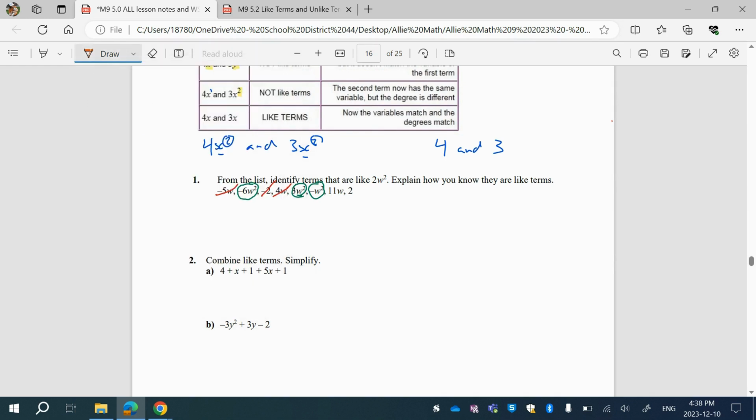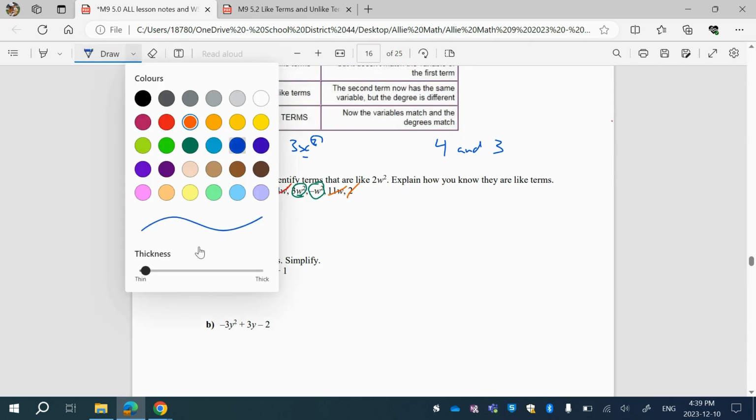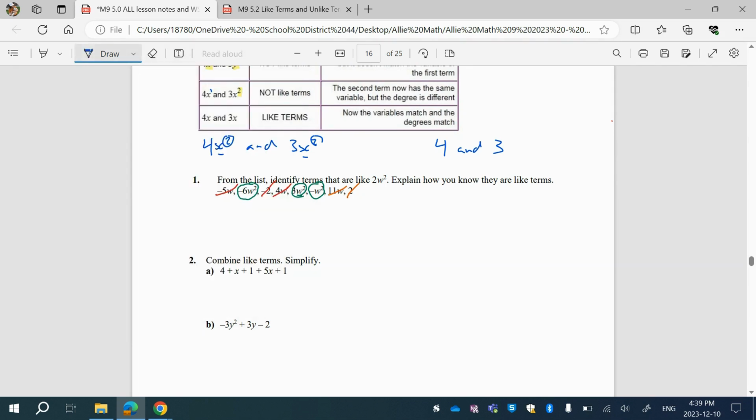Next, we have 11w, same variable, not the same degree. And finally, 2, same coefficient, essentially, same number up front, though it doesn't have a variable, it doesn't have a degree, so that's a no. So, how do you know, explain how they're like terms? I think I said that verbally, but I'm going to say they all have the same variable and the same degree.